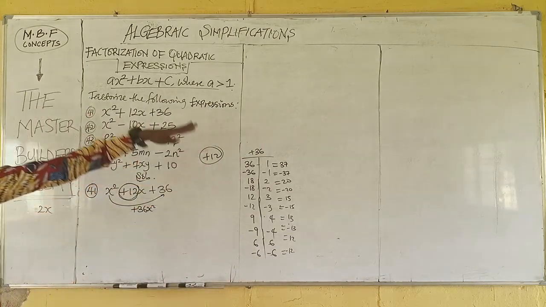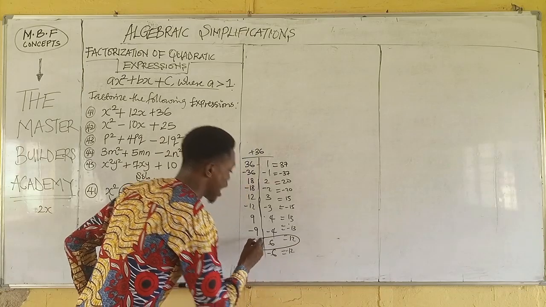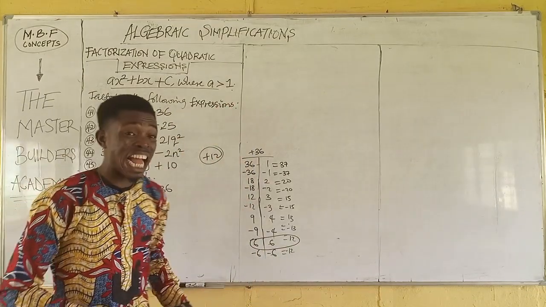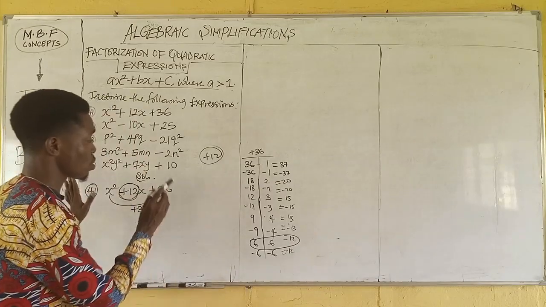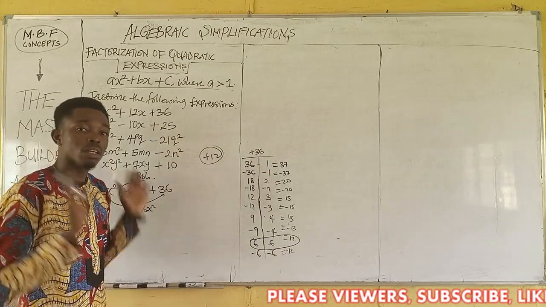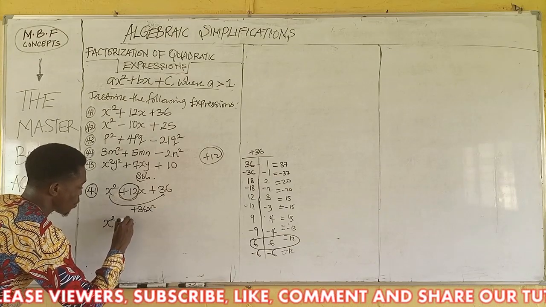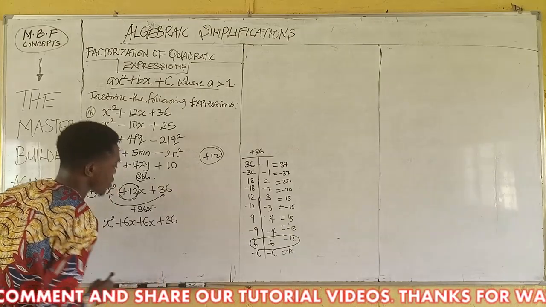So guys, when we look at this question critically now, we will discover that it is 6 and 6 that will give us positive 12. That means all of these other 9 factors are completely wrong for this question. So we ignore them and make do with 6 and 6. It's as simple as this. Then we are going to have this as x squared plus 6x plus 6x plus 36.